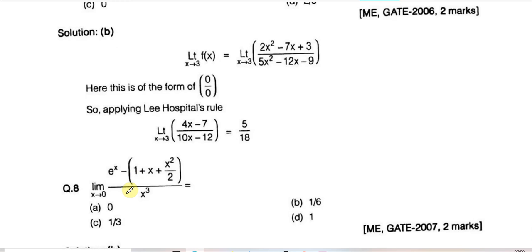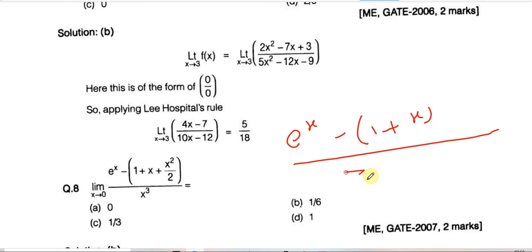Now the next problem is (e to the power minus x minus 1 plus x square upon 2) upon x cube. What we will do, first put x equal to 0, then it comes out to be 0 by 0 form. So simply apply L'Hopital's rule. After applying L'Hopital's rule, it will be (e to the power x minus 1 plus x) upon 3x square.